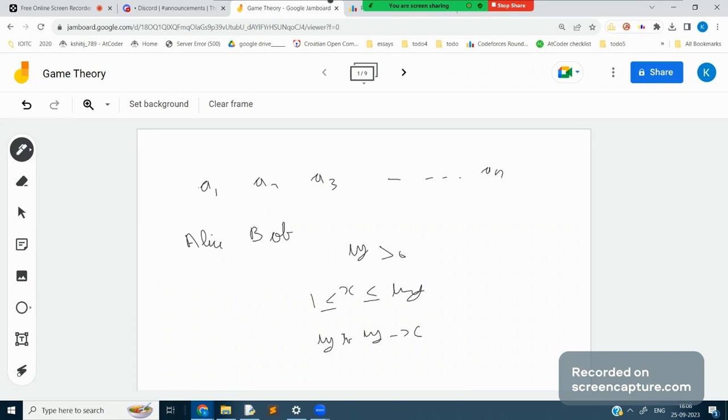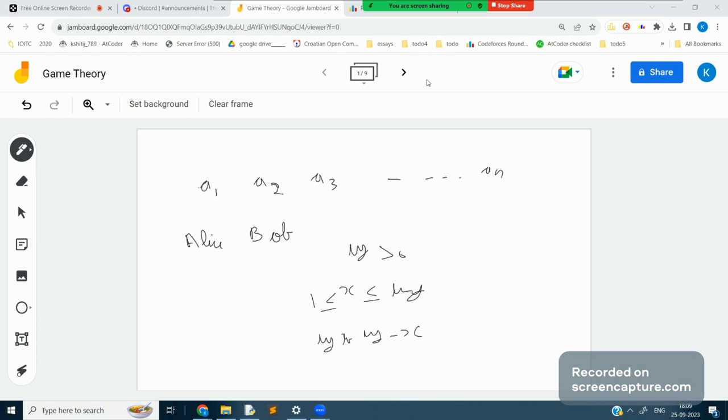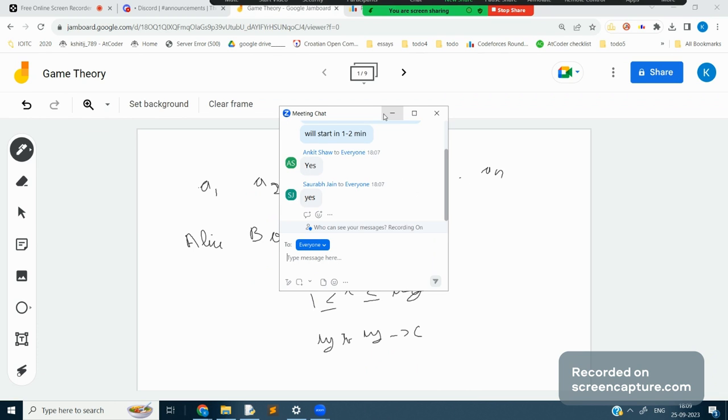So the players play alternately with Alice going first. We have to determine which of the players has a winning strategy such that they can always win the game. Have you all heard of this problem before? Is the problem statement clear to everyone?